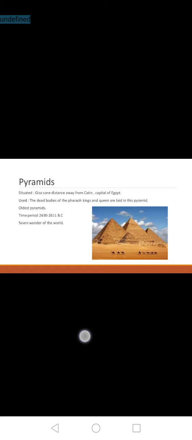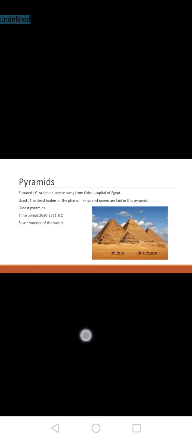This picture shows the pyramids which have been constructed in a place named Giza, some distance away from Cairo, the capital of Egypt. The dead bodies of the pharaoh kings and their queens are laid in them.